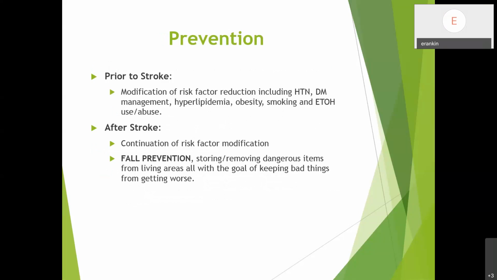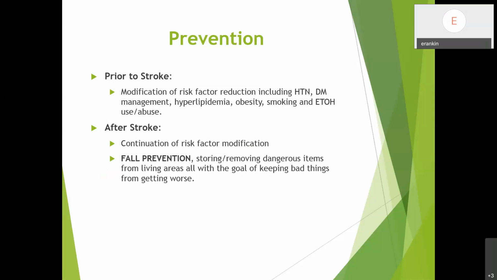Next slide is probably prevention. The big thing to do is what to do to keep this from happening to an individual. The big one is obviously modification of risk factors. And the big six have always been high blood pressure, diabetes management, high cholesterol, obesity, smoking, and drinking. To manage those risks will be helpful in preventing stroke, because some things we can't do anything about, particularly those of us who are genetically susceptible to something like this.